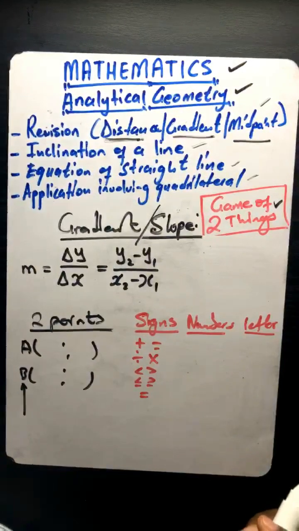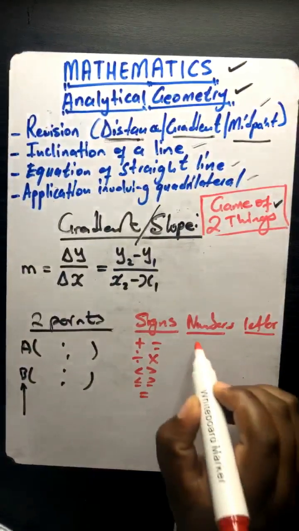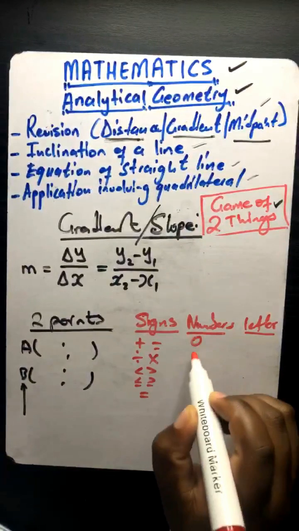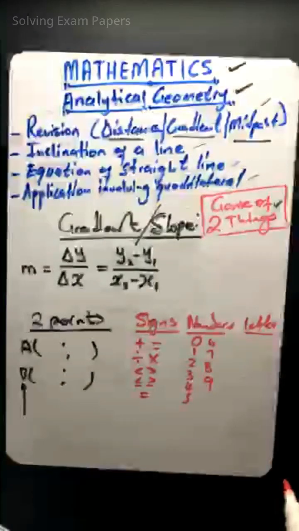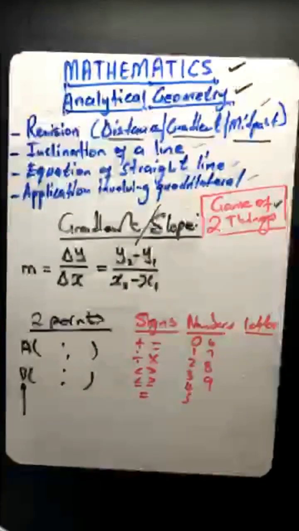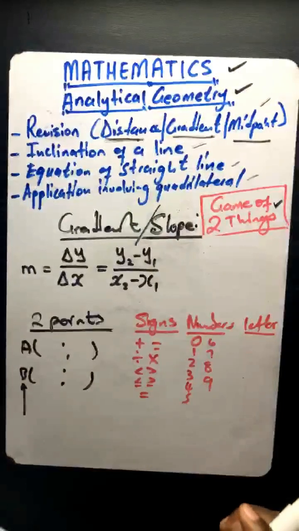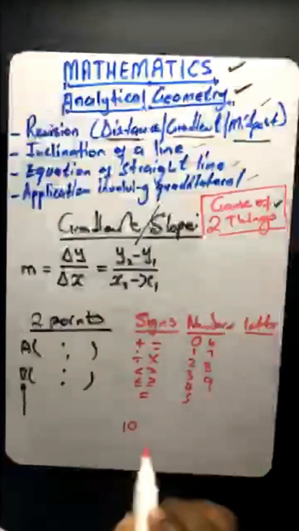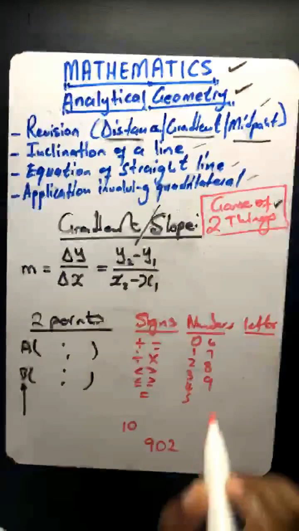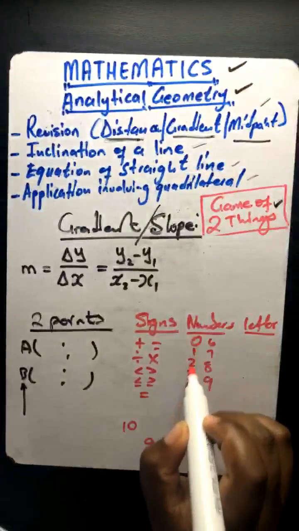Someone might learn today that ever since you were born, these are the only numbers that you've been using: 0, 1, 2, 3, 4, 5, 6, 7, 8, and 9. I'm telling you, you've never ever used any number other than those. Someone is thinking, what about number 10? 10 is the combination of 1 and 0. 902 is the combination of 9, 0, and 2.